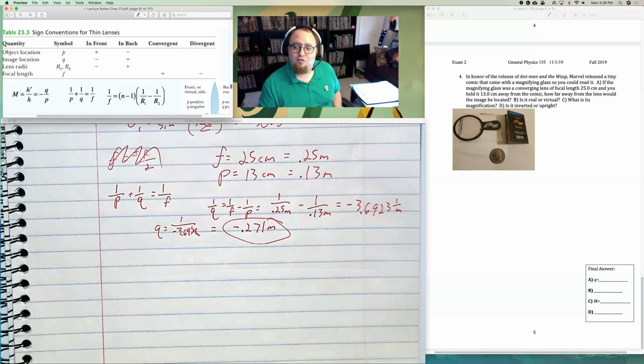I then ask, is it real or virtual? The following is true for mirrors and lenses. For both mirrors and lenses, if q is positive, it is real. If q is negative, it is virtual. This q is negative, so it is virtual.